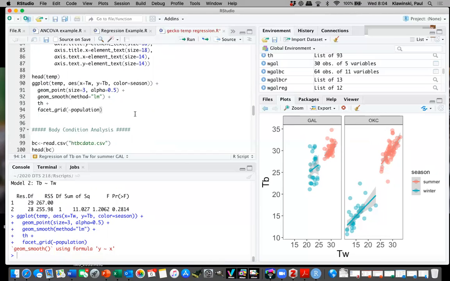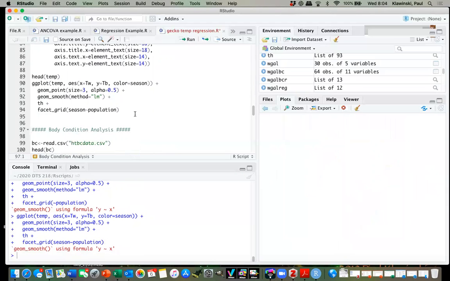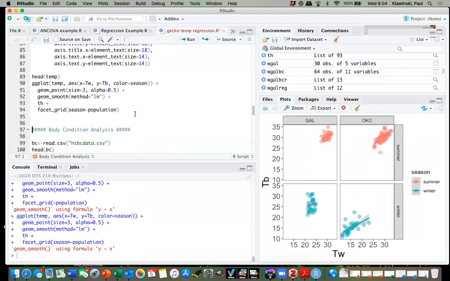If you wanted to, and this is maybe a less productive way of doing this, you could facet by season and population. This would give you 4 different graphs. Each graph would be a combination of population and season. So Galveston summer, Oklahoma City summer, Galveston winter, Oklahoma City winter. But once again, whatever works for you.